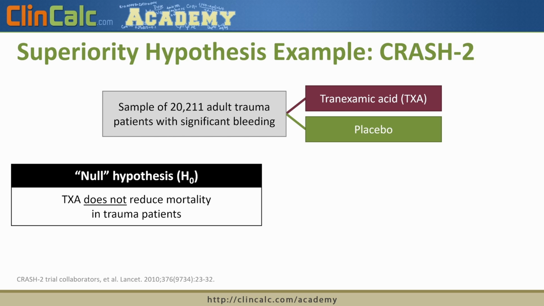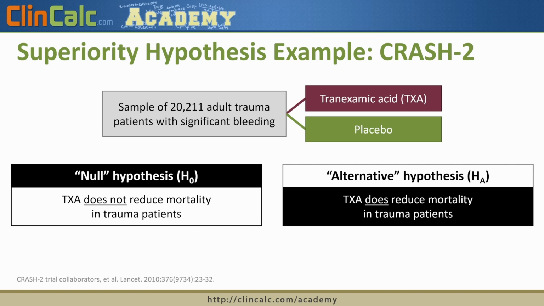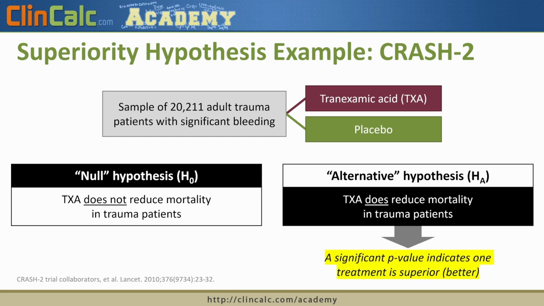So in this case, the null hypothesis was that TXA does not reduce mortality in trauma patients, so mortality was the endpoint. And again, the null hypothesis is that nothing is different, no change, no benefit. The alternative hypothesis for the CRASH-2 trial was that TXA does reduce mortality in trauma patients, and we would accept the alternative hypothesis or reject the null hypothesis if our p-value is small. So a significant p-value, typically less than 0.05, would indicate that one treatment is superior or better to the other treatment.